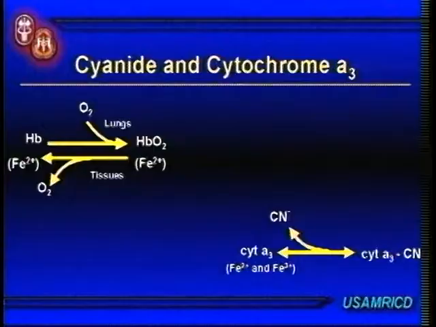Let's talk about the first process. You know what happens here, even though this looks complicated. Oxygen is taken in by the lungs. It reacts with hemoglobin to form oxyhemoglobin.